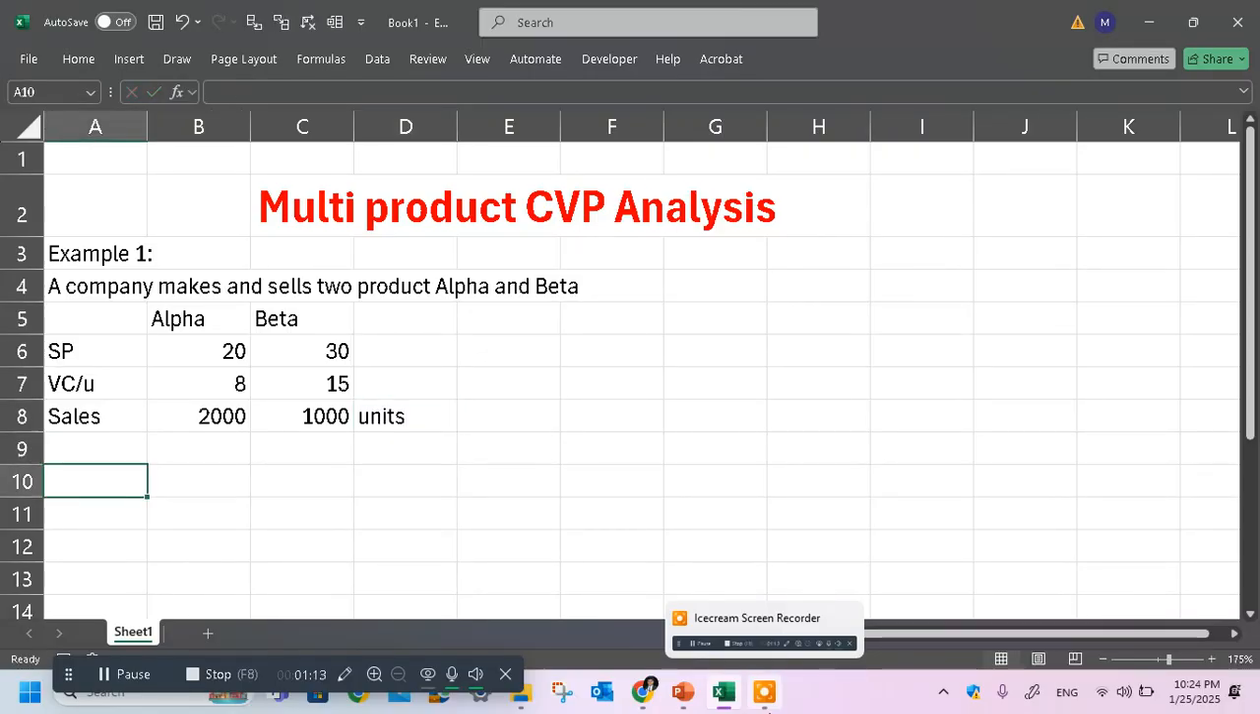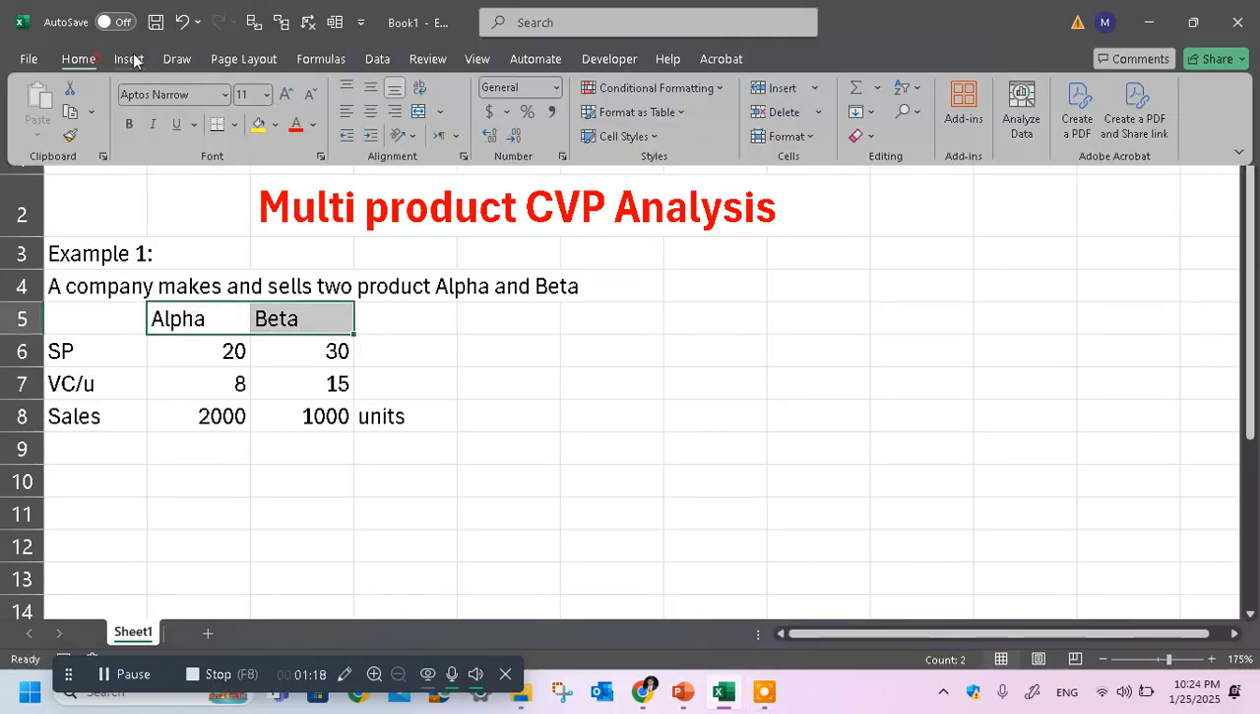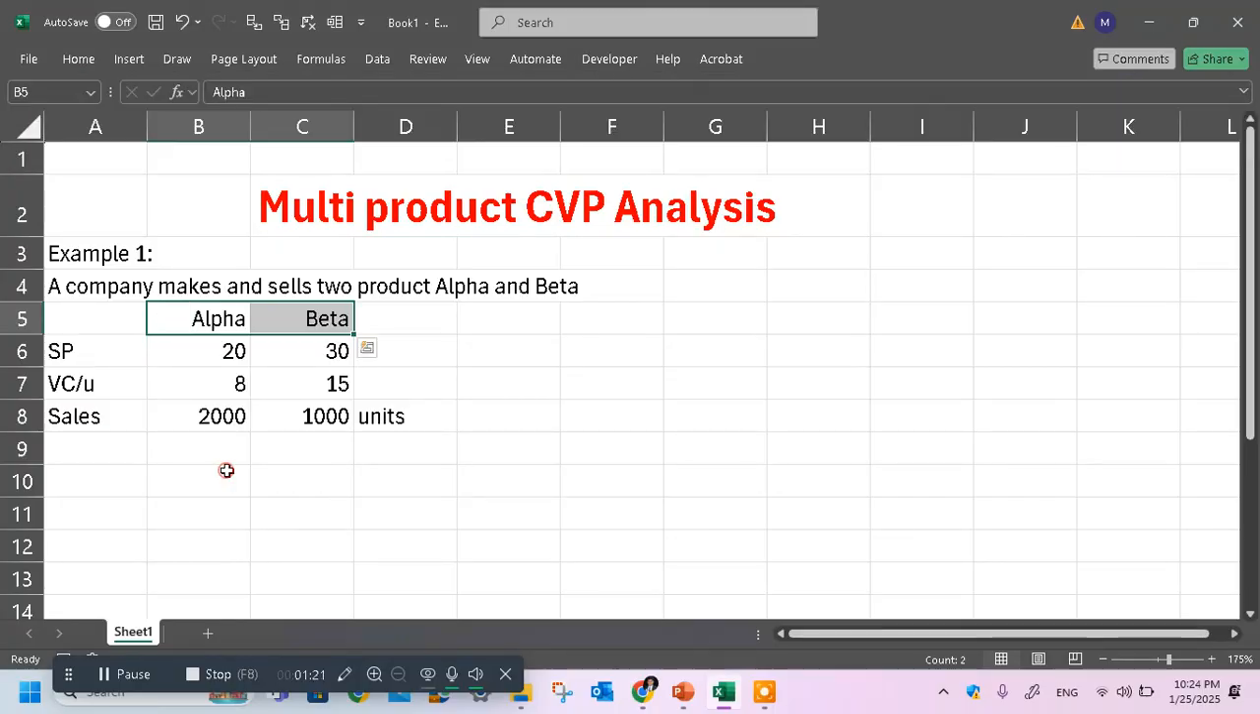Right. So selling price will be given for each product separately, variable cost will be given for each product separately, sales volumes will be given for each product separately, but fixed cost will not be given for each product separately. Fixed cost will be common. For example, factory rental, factory manager's salary, head office expenses. This won't be there for each product separately. So you will have common fixed costs, let's say $25,000 per month.